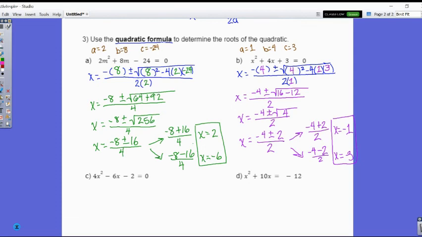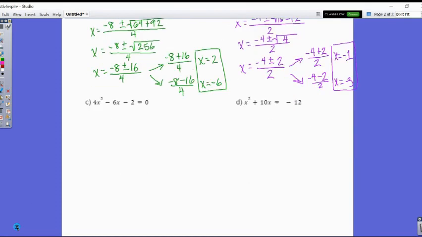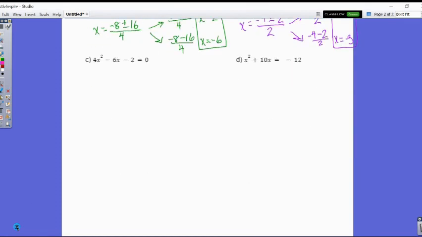On to problem C. 4x squared minus 6x minus 2. And so for that, I got to plug these things into the quadratic formula, which means I got to know my A, my B, and my C. A in this case is 4, B is the -6, and C is the -2. Because everything was on one side, it was equal to 0. Easy to pull those values and get them ready.